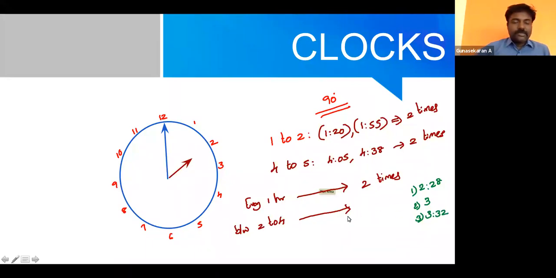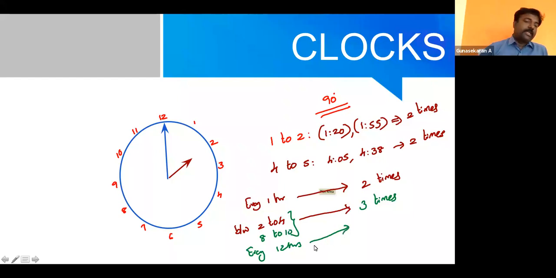Okay. So how many times? Actually, every 1 hour, 2 times means every 2 hours it has to become 4 times. But it is happening 3 times only. Why? Because of 3 o'clock. 3 o'clock was there between 2 to 3 and also 3 to 4. Understand? Similarly, 8 to 10 also 3 times only. Understand? Due to that, every 12 hours, how many times will it happen? Anyone?